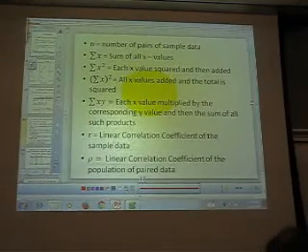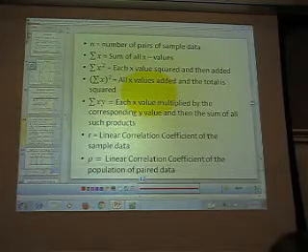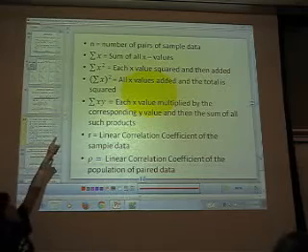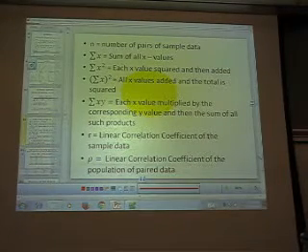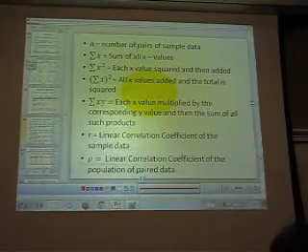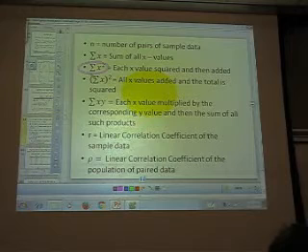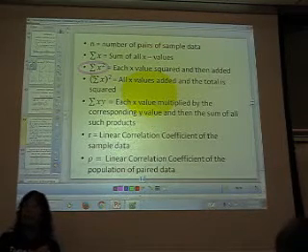So just so you're aware, obviously you guys know n is the number of pairs of sample data, the number of points you have. Sum of the x's, that's the first one. That means adding up all your x's. You guys are pretty good with that one. You've seen that before. This one, sum of the x's squared, means first you take every x value and you square it, and then you add them up.